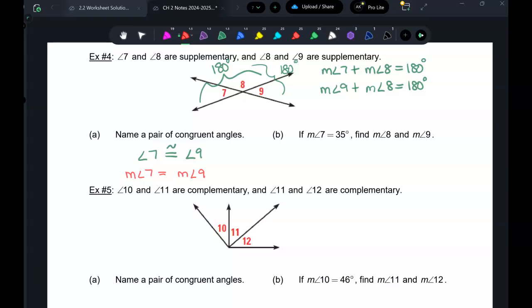Well, usually if I ask for congruent, I would ask you for this one. But if you wrote this, it's okay. I wouldn't take off of you because they really do mean the same thing. Okay.